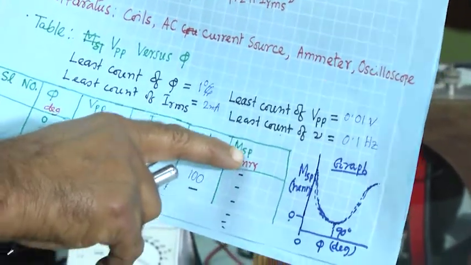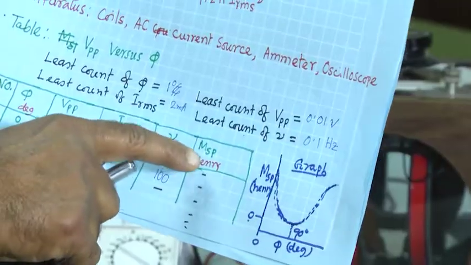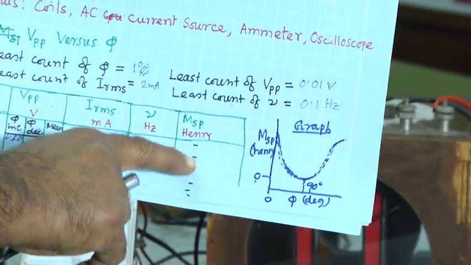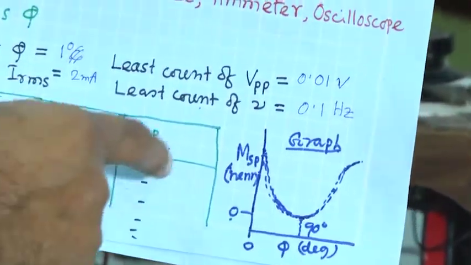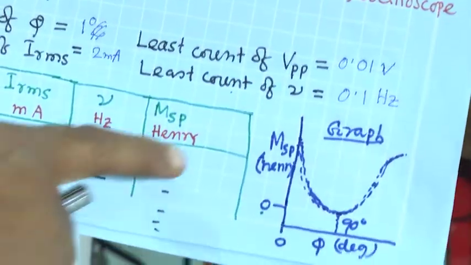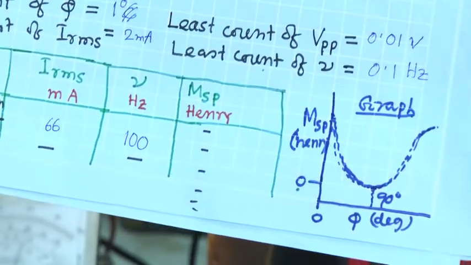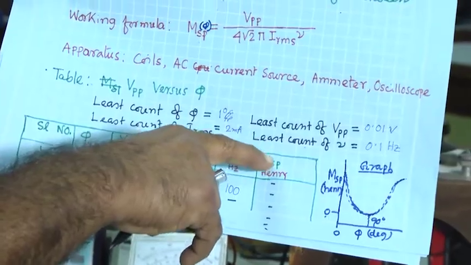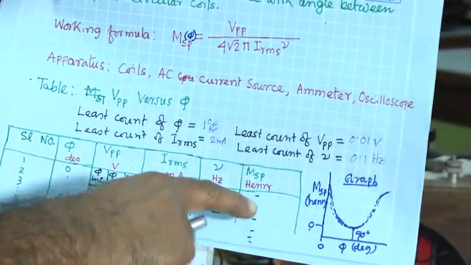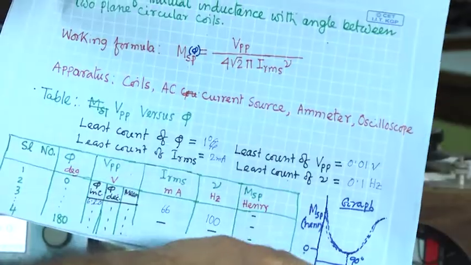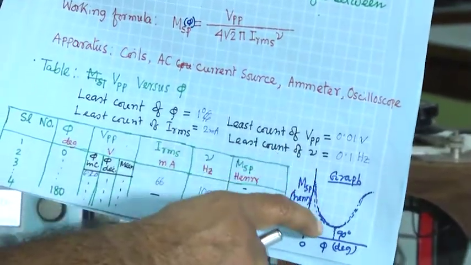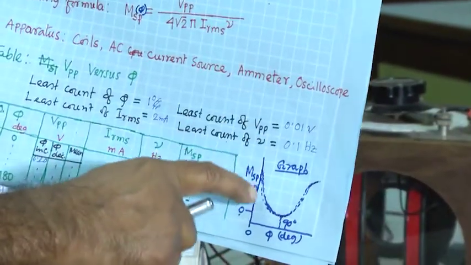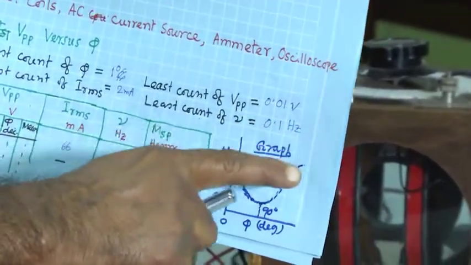Using the working formula, for each value of VPP you calculate the mutual inductance. It should be in millihenry, I guess. Better to write in millihenry or Henry, with the factor of 10 to the power minus 3. This way this phi versus mutual inductance data is available, just plot it. This is a very familiar curve for mutual inductance. See whether you are getting this type of curve or not.